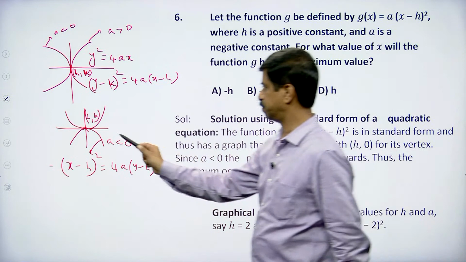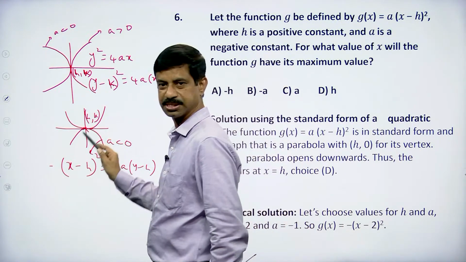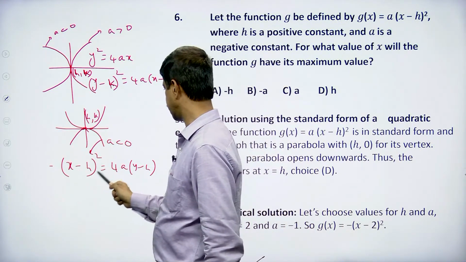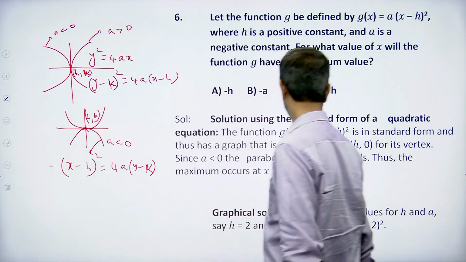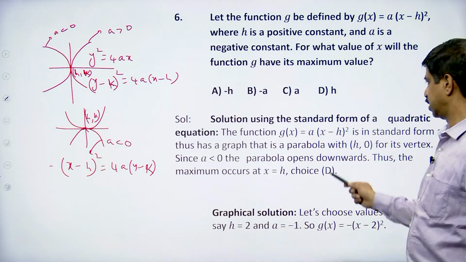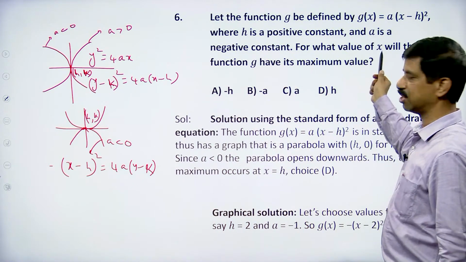So this peak should be this peak. This is the peak, isn't it? That should be at x equal to h and y equal to k. So therefore he is only asking you to find the value of x, isn't it?